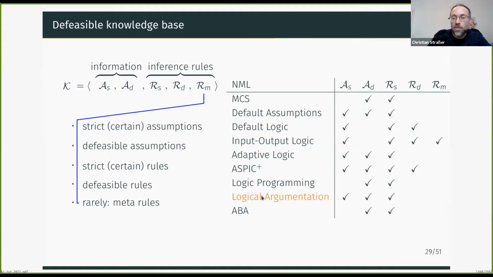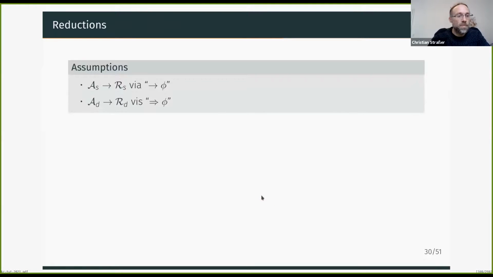So you see lots of different approaches. The way we structure our knowledge is done in a different way in these different frameworks. But of course one can reduce certain parts of the knowledge base to others. For instance, strict assumptions could be simply modeled by strict rules with an empty antecedent. Or if you have a defeasible assumption, you can also embed it in defeasible rules, which have an empty body.